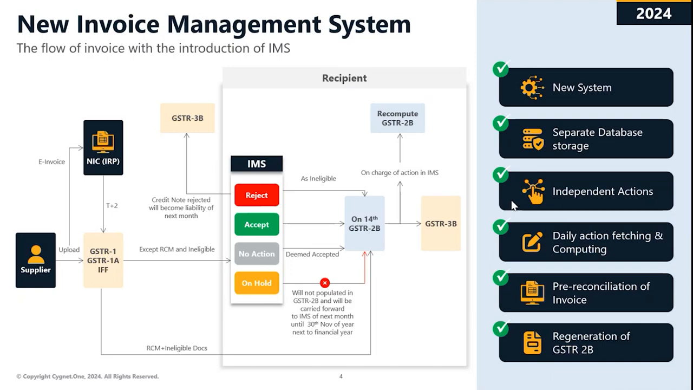2A gets generated as it is, whatever invoices are uploaded by your supplier, whether he files the return or not. It gets there on your GSTR 2A and the status keeps on appearing there. The only impact IMS has is on GSTR 2B. 2A will remain as it is as of now.